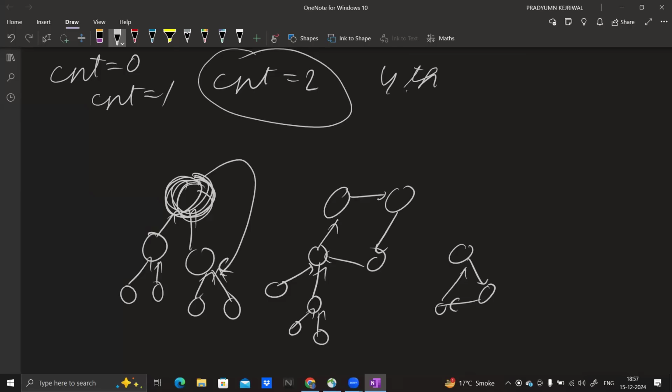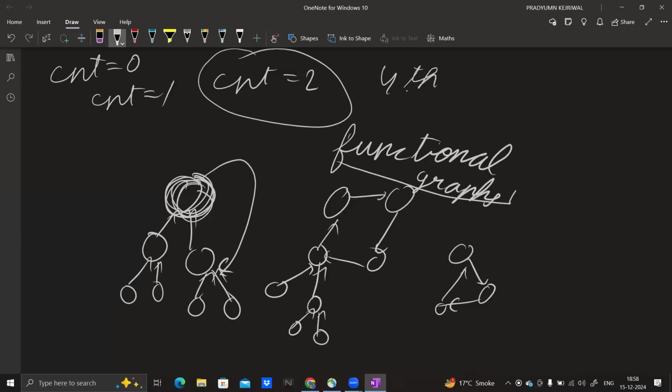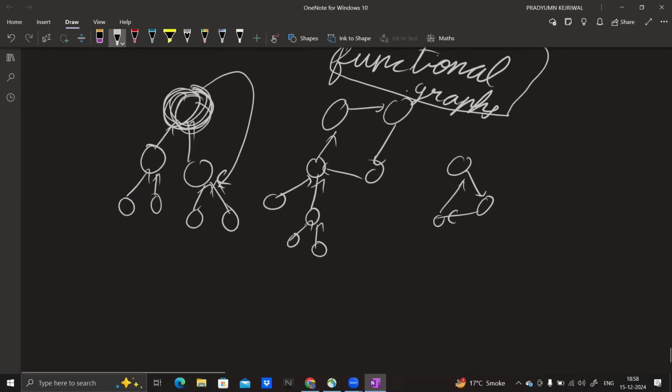Actually, they are called functional graphs. These kinds of graphs where there is only out degree 1. Like for each node, if the out degree is 1, then it is called a functional graph, right? And the property is that in every connected component of this functional graph, there is only one cycle, and other ones are trees of the nodes. That's what the property says.